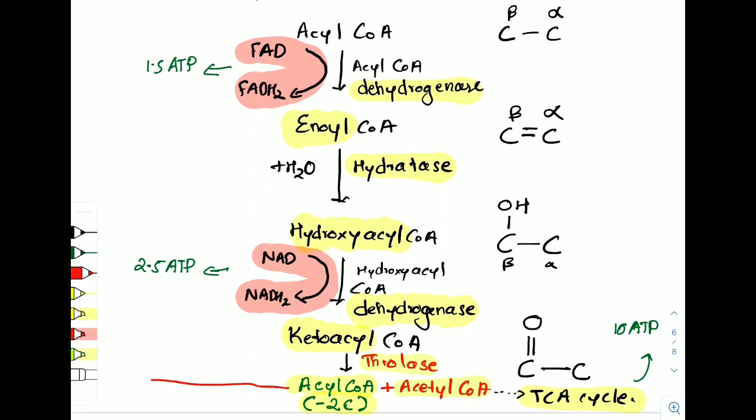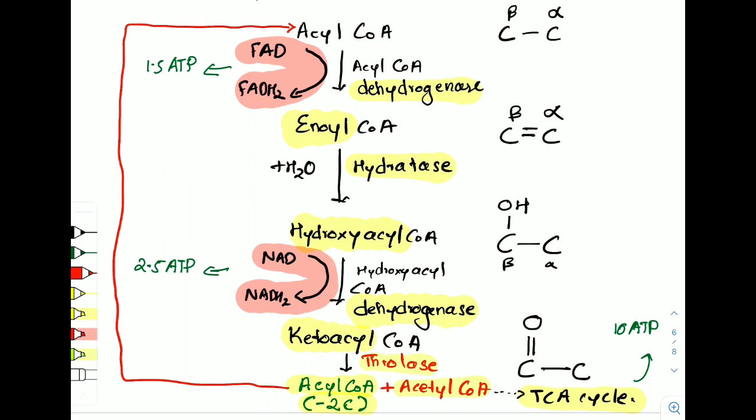Now the newly formed acyl CoA compound, which is 2 carbon atoms less, again enters the beta oxidation cycle, and this cycle is repeated till the entire acyl CoA compound is broken down into 2 carbon units known as acetyl CoA.